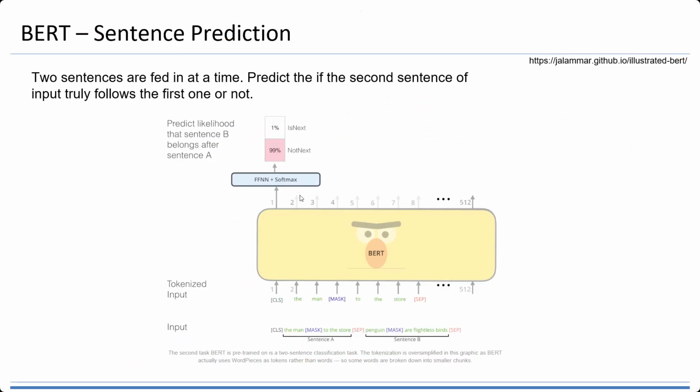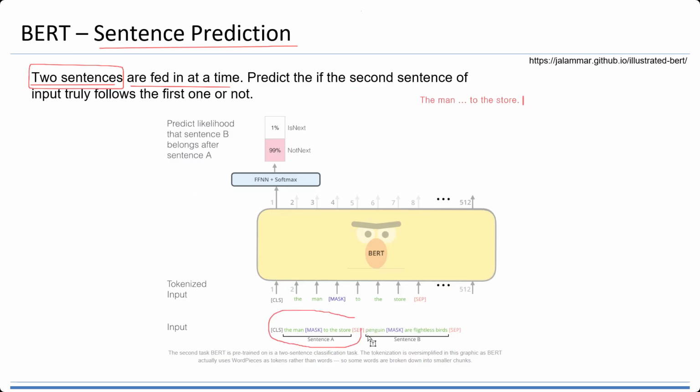The other kind of task for the BERT is sentence prediction. The sentence prediction means there are two sentences that are fed in at a time. For example, in this case, the man blah blah blah to the store. Maybe the text is too small. The man blah blah blah to the store. Dot. So after the dot, we have SEP.